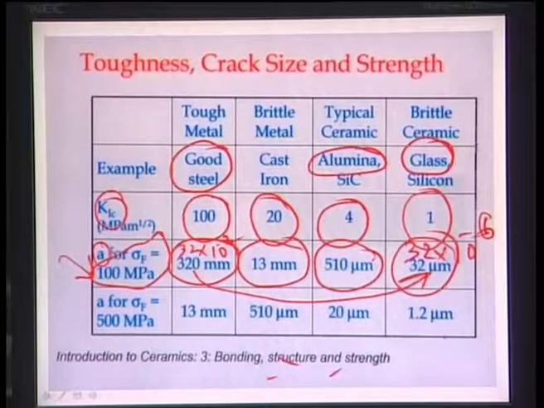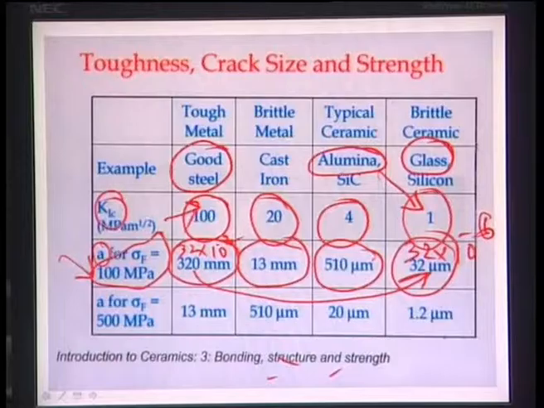If you go from good steel, which has a fracture toughness of 100 MPa square root meter, to a very brittle ceramic, which has a fracture toughness of only 1 MPa square root meter, then by decreasing the fracture toughness value by 2 orders of magnitude, the maximum crack length that can be tolerated in these materials is reduced by 4 orders of magnitude.